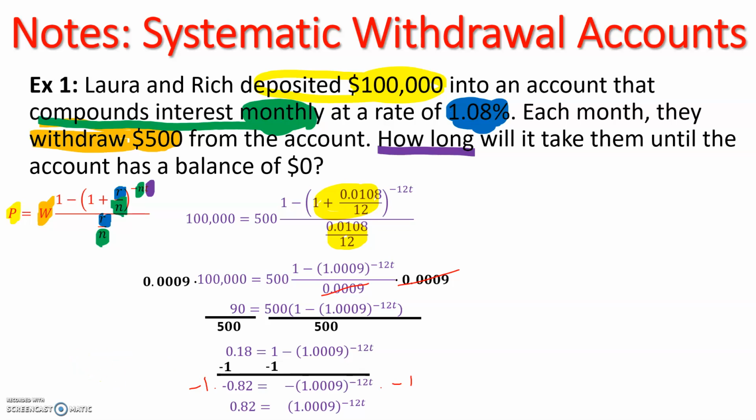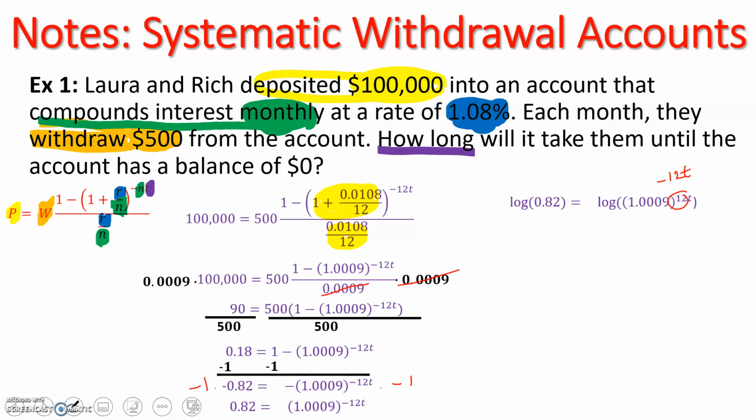Now remember, at this point, because we have a base and our variable in the power, we must use logarithms to remove that variable power. So I'm going to take the log base 10 of both sides, our common logarithm. So log of 0.82 and log of 1.0009 to the power of 12t. And it does look like there's a little typo here. This should be -12t. So make sure you fix that as you write your notes.